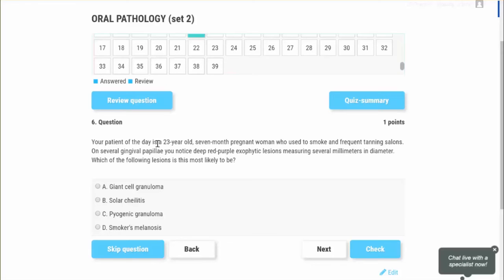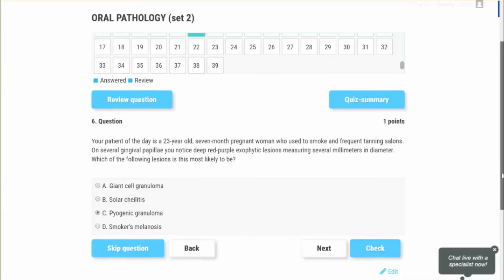Here, this is an example of how many things can trick you. Here, 23 years old, pregnant, smoking, tanning salons, deep red purple lesion, several millimeters. There's a lot of things going on, but the most important things here are deep red purple lesions and pregnant. This would give us the answer PG, that is also sometimes called pregnancy tumor. And let's check the answer.